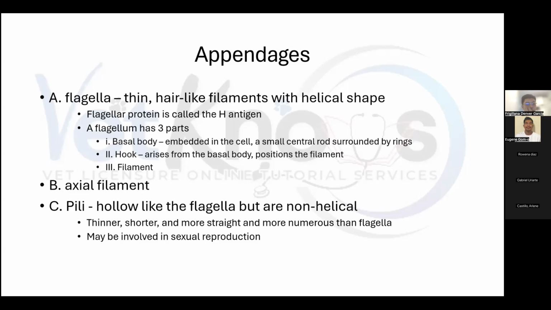For attachment, we have pili and fimbria. Pili is hollow like the flagella but non-helical and may be involved in sexual reproduction. Certain bacterial species, especially gram-negative bacteria, have sexual reproduction, and this is known as conjugation. This facilitates information or DNA exchange via the sex pilus. There are also some in gram-positive, but very few of them do that.